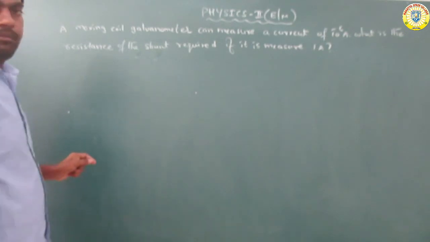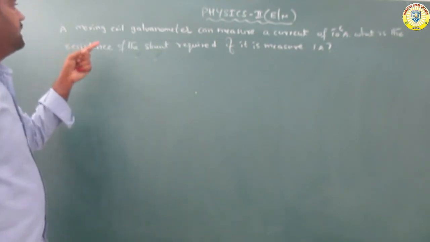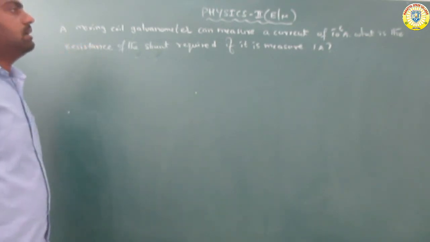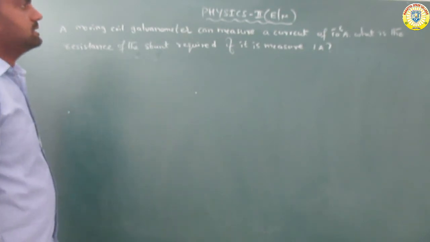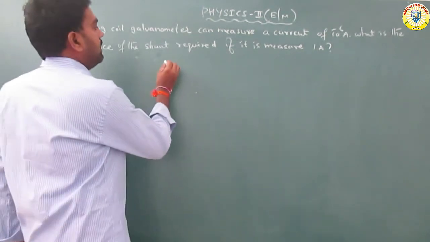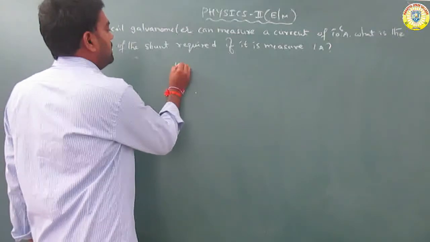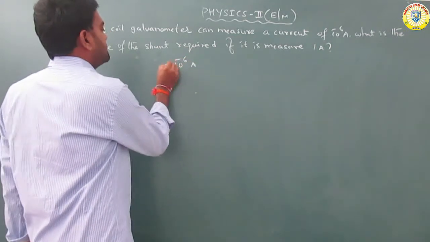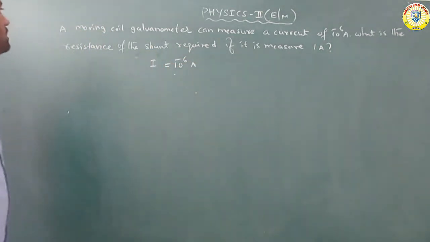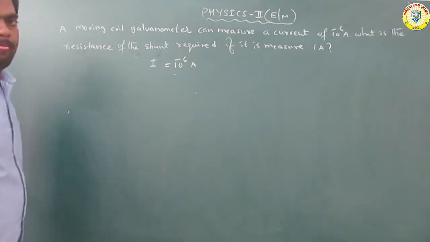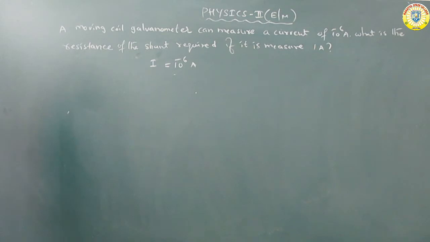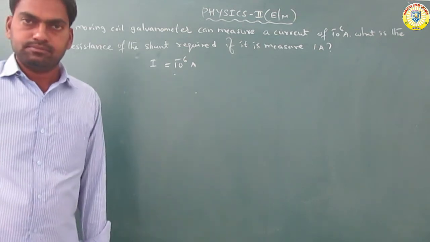Now, given the information, a moving coil galvanometer can measure a current of 10 to the power of minus 6 amps. Okay, the current is measured, and we need the resistance of the shunt required to measure 1 amp. Got it?